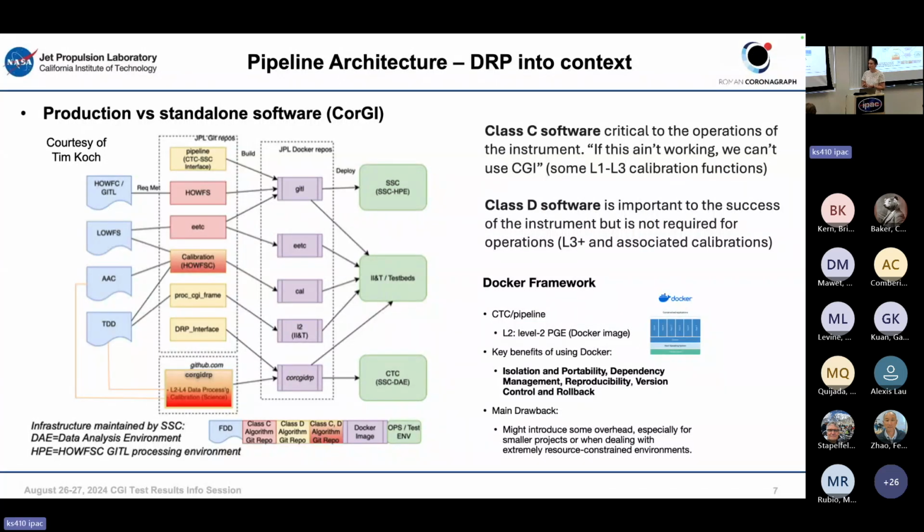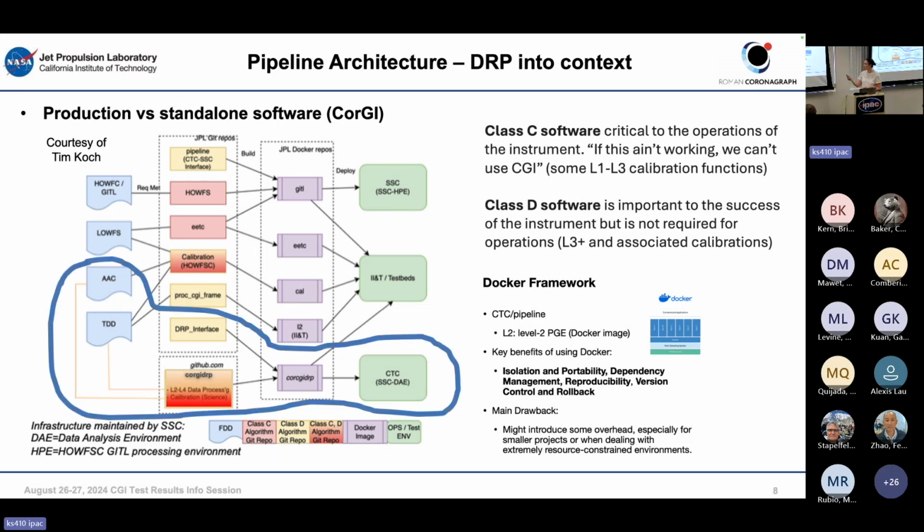Right, so I would like to say a few words and make a distinction between the production and the standalone software. The standalone software, which is called Corgi, is the publicly accessible part of the pipeline. And this one will be hosted in a public GitHub repo. The development of this pipeline is driven by the alignment and calibration and tech demo data requirements.